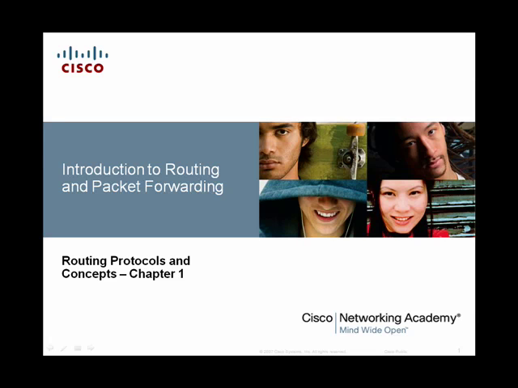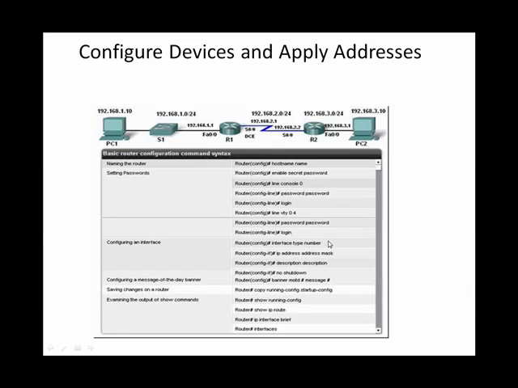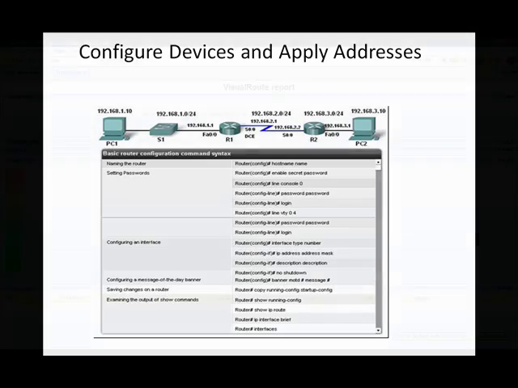This is the first chapter in the Routing Protocols and Concepts course, Introduction to Routing and Packet Forwarding. In this chapter, you will learn about the router as a specialized computer, begin basic router configuration, learn how to read routing tables, and how routers use metrics to determine the best path to a destination network.